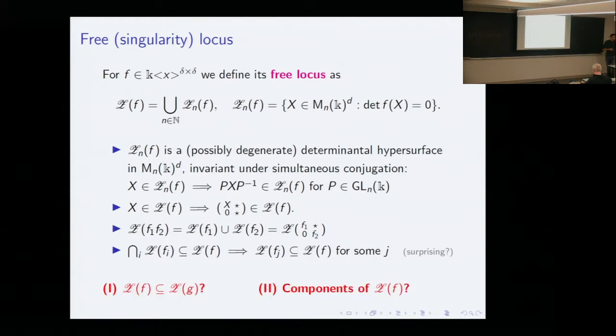So what I want to answer today is the following. If you give me two polynomials, what does it mean that the singularities of F are contained in the singularities of G? There should be some kind of Nullstellensatz result. And of course, this is a family of hypersurfaces, and hypersurfaces might have components or not. So what can I say about the components of the free locus? How does that reflect the structure of F?